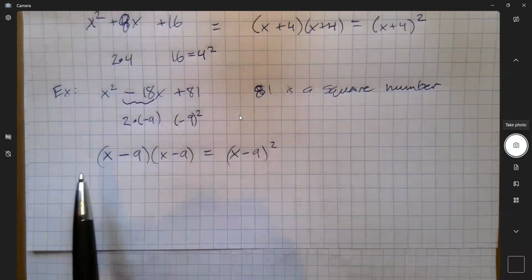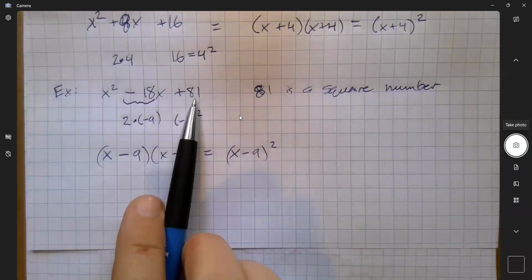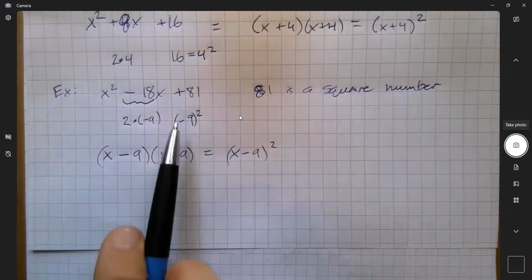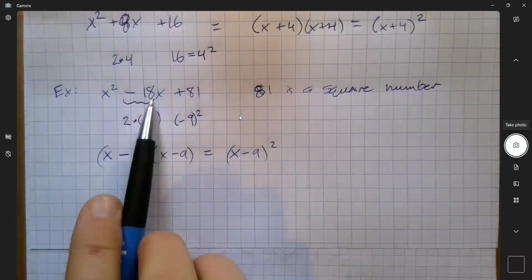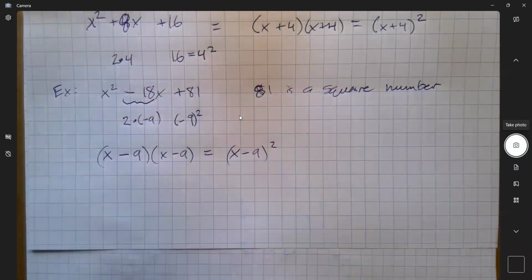So your first step could be to ask yourself, is the constant a square number? And if your constant's a square number, then is that middle coefficient 2 times the number that gets you to the square?